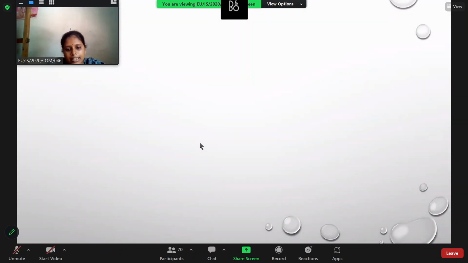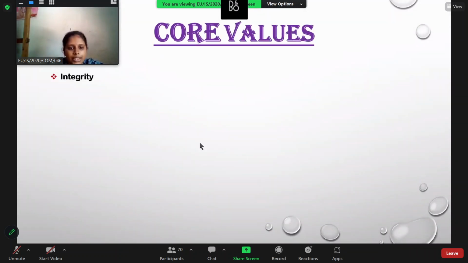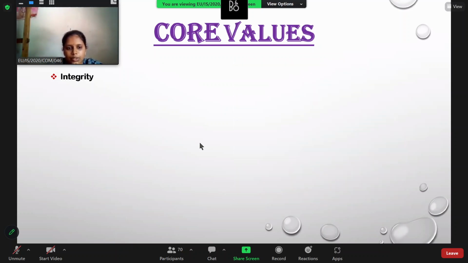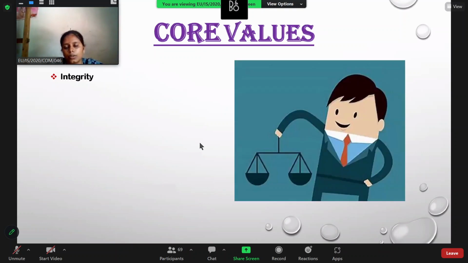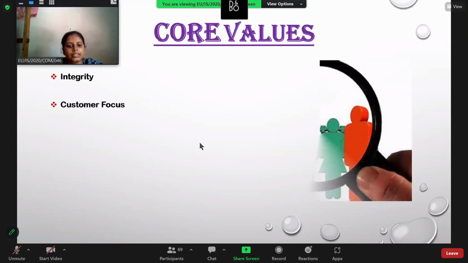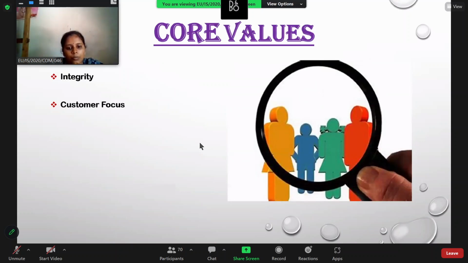Next, let's see the core values. The first one is integrity. Janasakti Insurance upholds the highest standard of integrity in all aspects of its operations. The company is committed to conducting its business with honesty, transparency, and ethical behavior. Second one is customer focus. Janasakti Insurance places customers at the center of its operations. The company is dedicated to understanding and fulfilling the unique needs of customers.